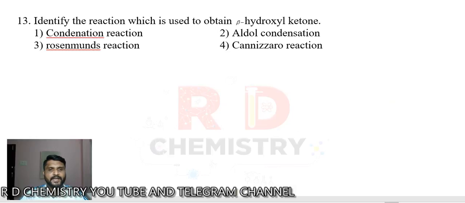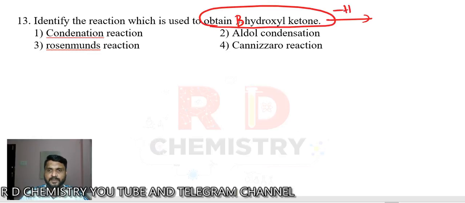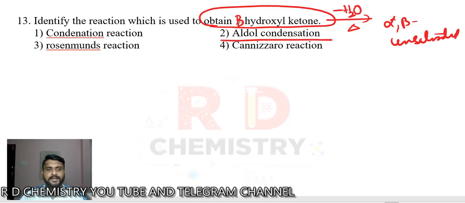Question number 13. Identify the reaction which is used to obtain beta hydroxy ketone. I'll give the answer directly here. When we form the aldol condensation product, the first step is the aldol reaction, the addition step, and that is where the beta hydroxy ketone is formed. When beta hydroxy ketone is subjected to dehydration on heating, it gives the alpha beta unsaturated aldehyde or ketone. So that comes under the aldol condensation.